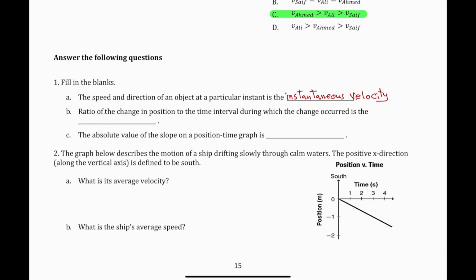B. Ratio of the change in position to the time interval during which the change occurred is the average velocity. C. The absolute value of the slope of a position time graph is the speed, average speed.